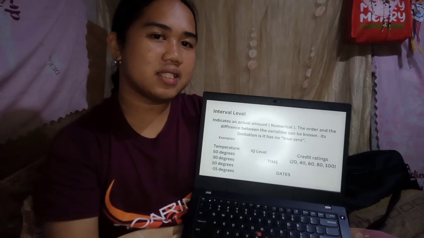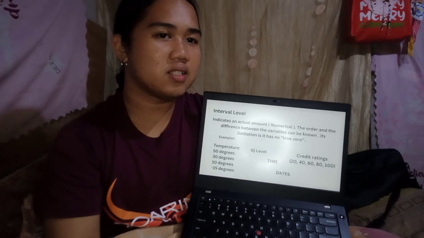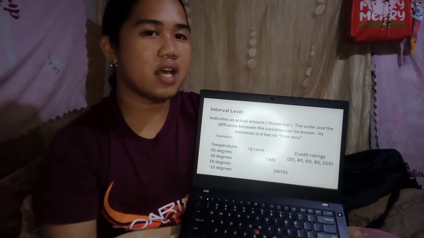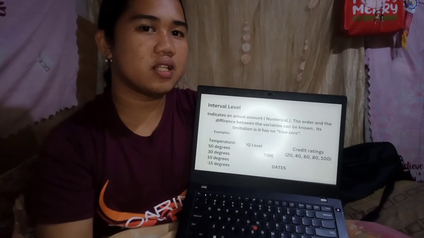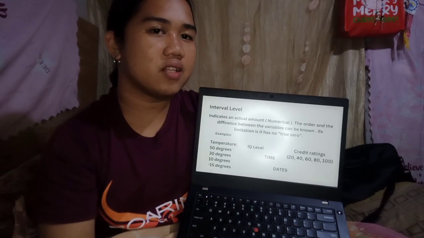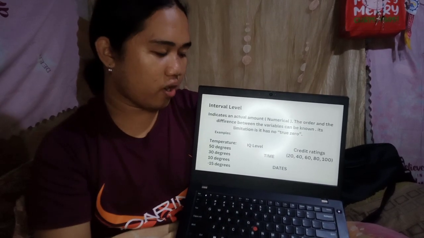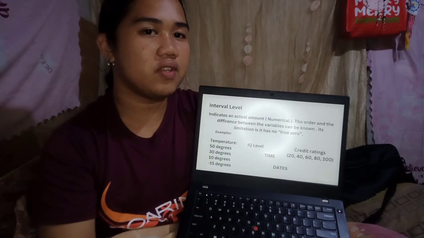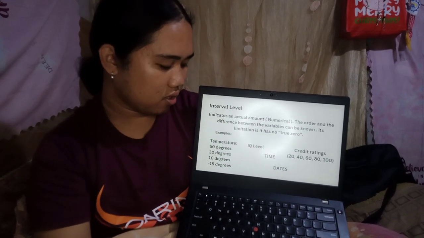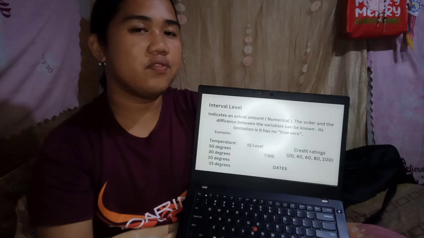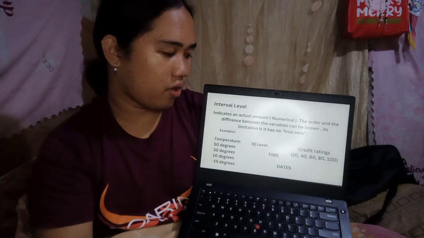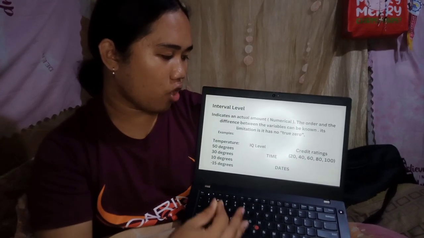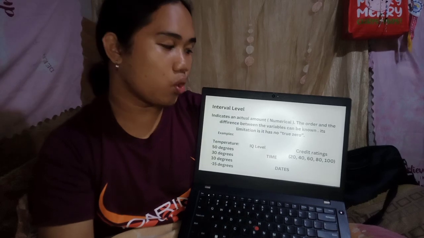On the example, we can say that it has a name, it also has the number, it also has the ranking or the order, and we can also tell that there is difference between the variables, where the difference between 50 degrees and 30 degrees is 20 degrees, the difference between 30 degrees and 10 degrees is 20 degrees, and the 10 degrees and the negative 15 degrees also has a difference between each other. So it says on the PPT that its limitation is that it has no true zero.